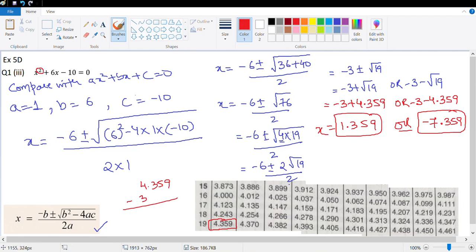Some questions will clearly tell you how many decimal places to give your answer. In case it's not given, you give the answer with as many digits as are given in your square root table. So if in the square root table that we're using, the answer is up to 3 decimal places, you give your answer up to 3 decimal places. Whatever is the number of decimal places in your square root table. Good. Let's look at the next question.